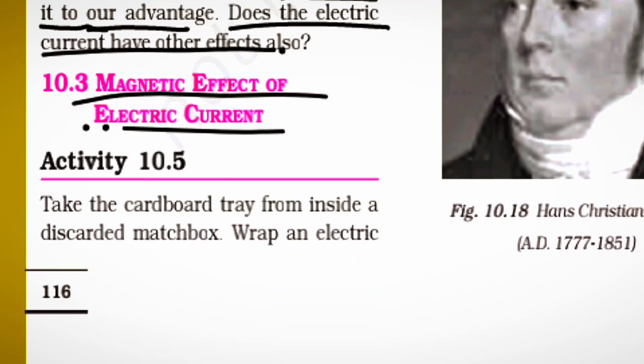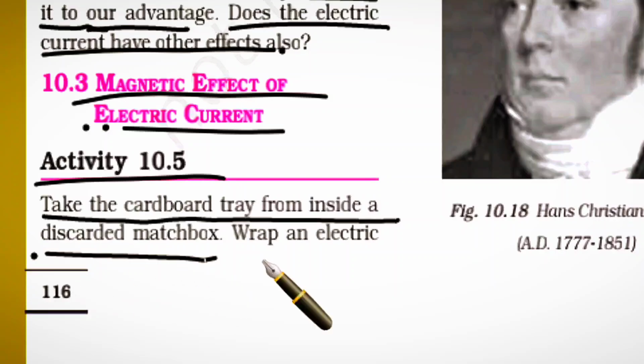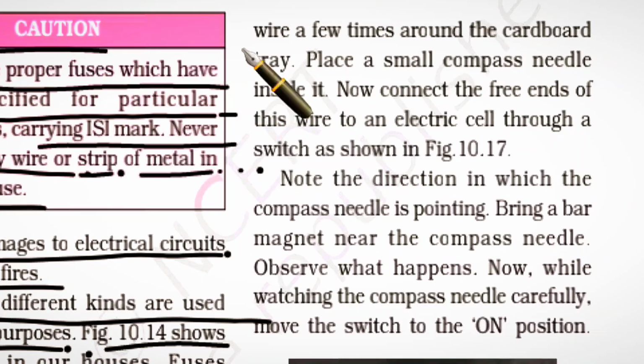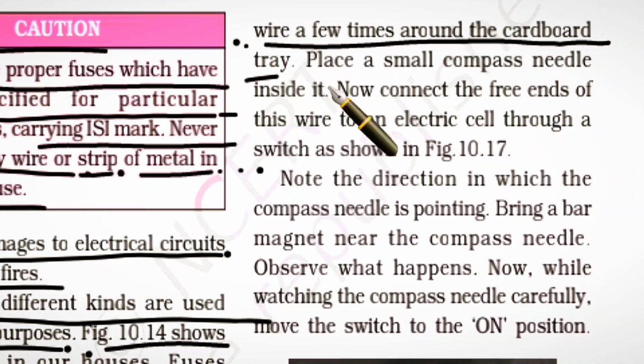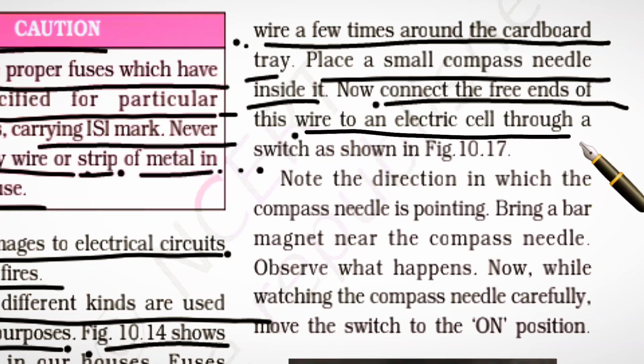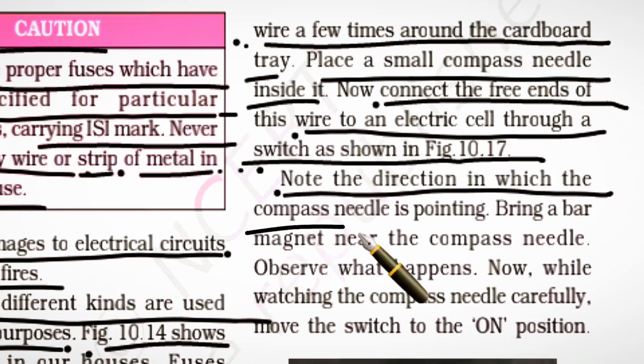Activity 10.5. Take the cardboard tray from inside a discarded matchbox. Wrap a wire a few times around the cardboard tray. Place a small compass needle inside it. Now connect the free ends of this wire to an electric cell through a switch as shown in figure 10.17. Note the direction in which the compass needle is pointing. Bring a bar magnet near the compass needle and observe what happens.